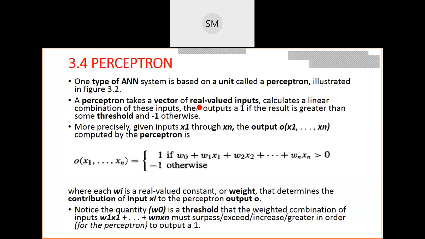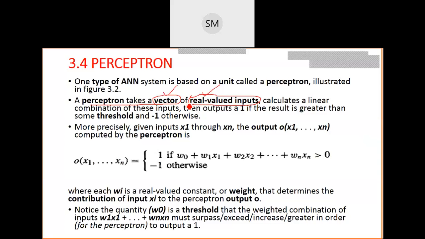See, this perceptron takes a vector as an input. What vector is it taking? It is taking a vector of real valued inputs. Just now I told you about our autonomous vehicle problem, the ALVINN system. In our ALVINN system, the perceptron was taking some real valued inputs from the camera, so the input is in the form of a vector.